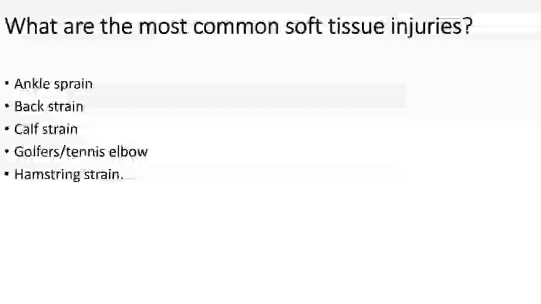What are the most common soft tissue injuries? Ankle sprain, back strain, calf strain, golfer's or tennis elbow, hamstring strain.